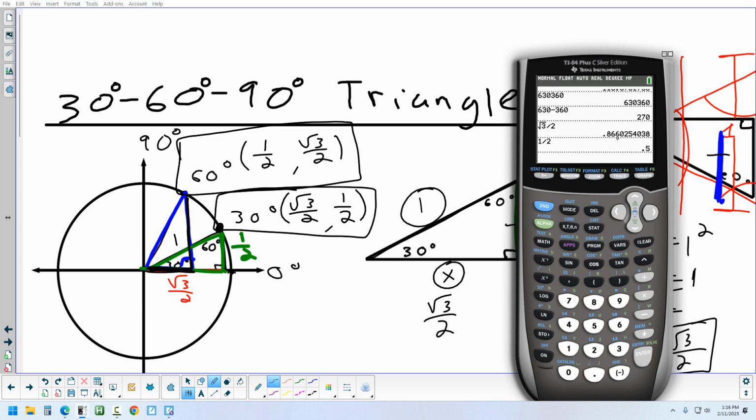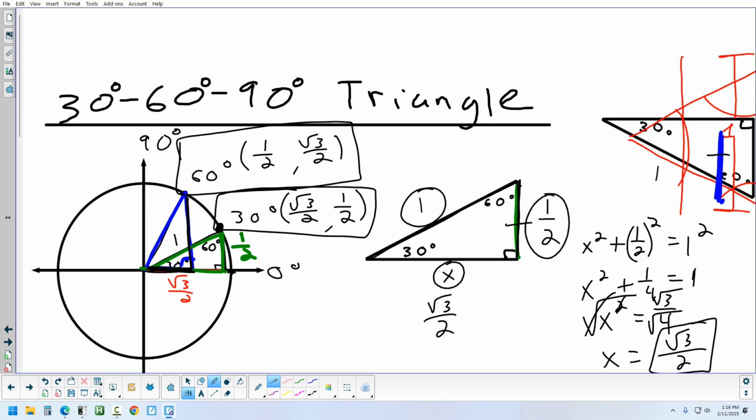So when you draw a 30, 60, 90, you're always going to have a bigger side and then a shorter side. The bigger side is always root 3 over 2. The short side is always 0.5 or 1/2. Okay? Because that can be tricky with the 30 and the 60. If you switch the order of the coordinate, then it's wrong. You have to have them in that order for the 30 and the 60. Okay. Any question on the coordinate?